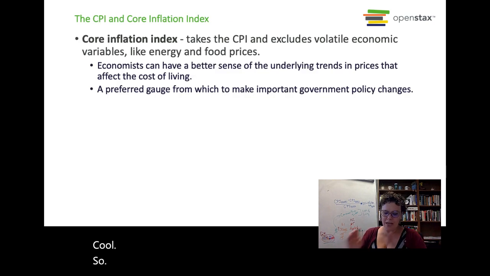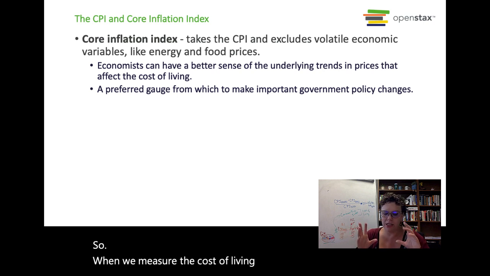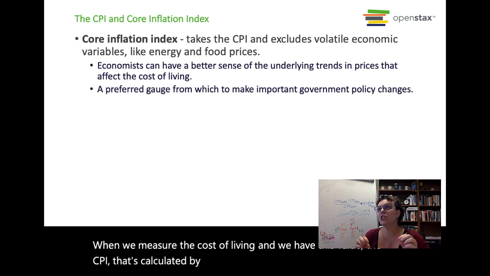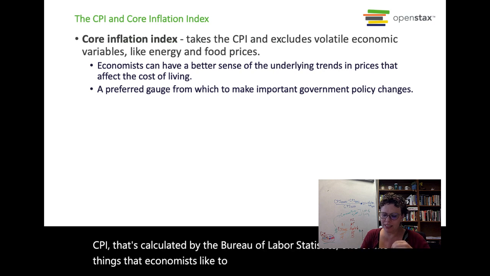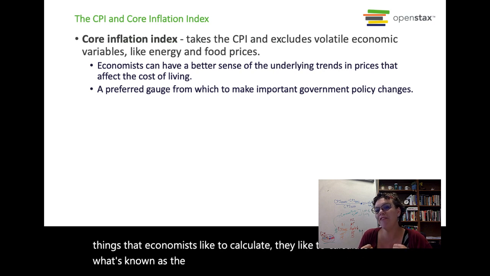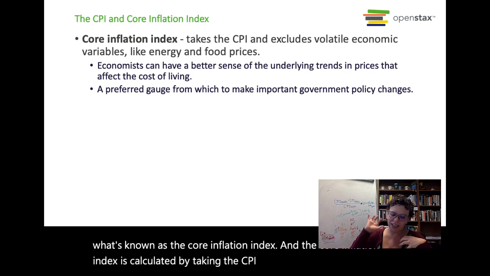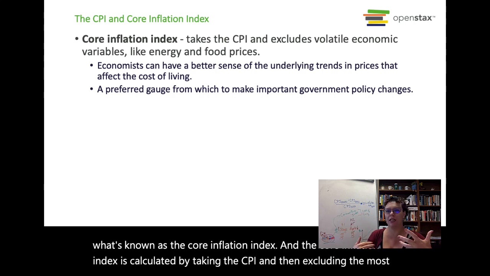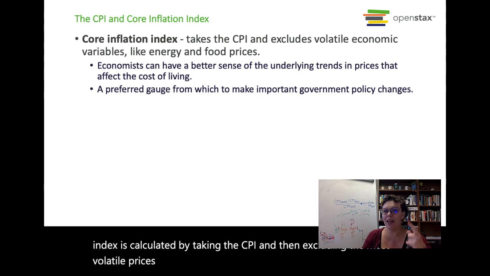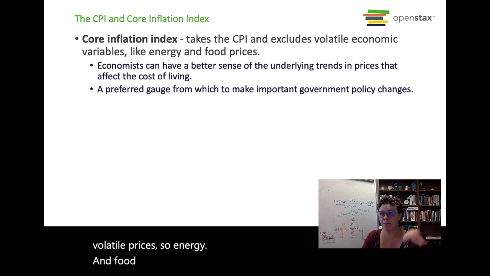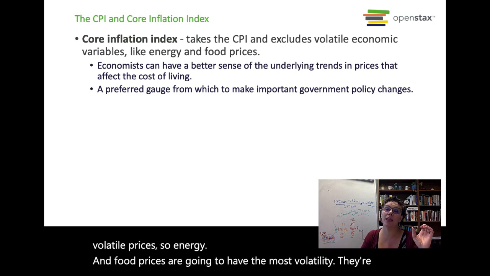So, when we measure the cost of living and we have this value, the CPI, that's calculated by the Bureau of Labor Statistics, one of the things that economists like to calculate is what's known as the core inflation index. And the core inflation index is calculated by taking the CPI and then excluding the most volatile prices. So energy and food prices are going to have the most volatility. They're going to tend to fluctuate the most.